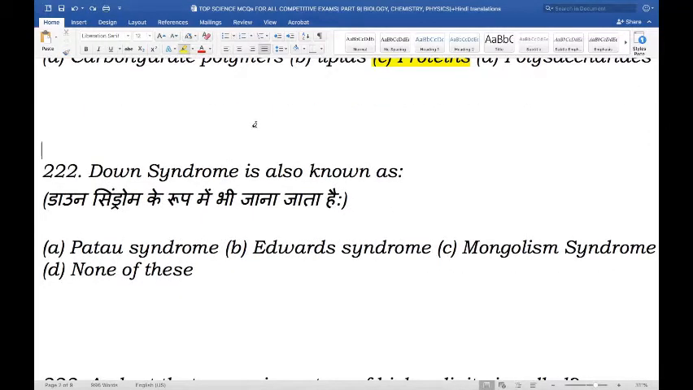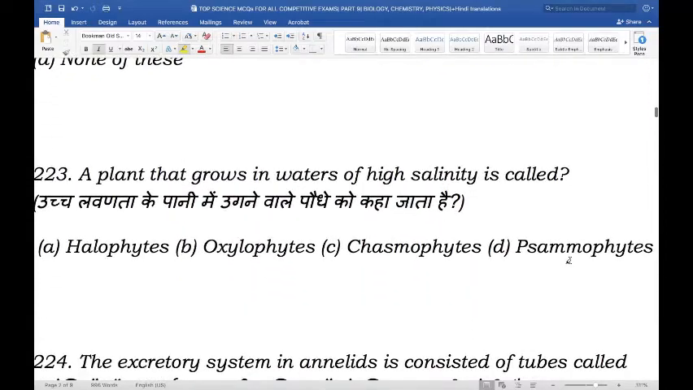Down syndrome is also known as, is it A, Patau syndrome, B, Edwards syndrome, C, Mongolism syndrome, or D, none of these? So Down syndrome is also known as C, Mongolism syndrome, which is commonly referred to as trisomy 21, which is caused by the presence of the third copy of chromosome 21. Down syndrome affects delay in cognitive ability and also impacts physical growth. Moving on to the next question.